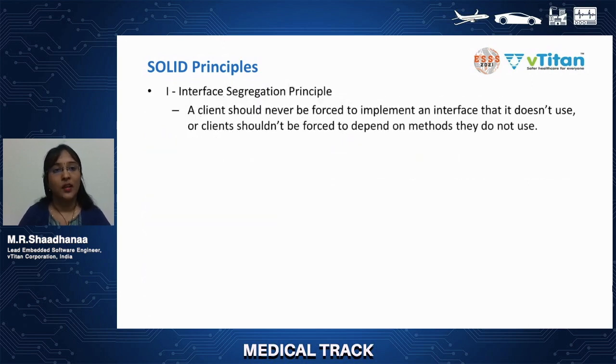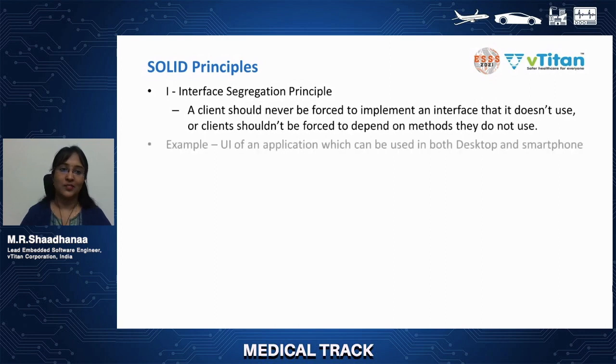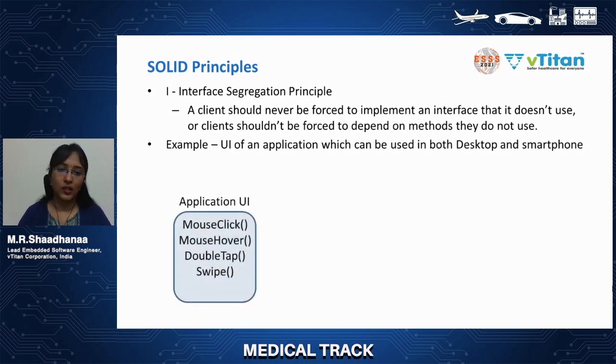So the next one is the interface segregation principle. A client should never be forced to implement an interface that it doesn't use, or the client shouldn't be forced to depend on methods they do not use. So directly, let's go into the example. I have a UI for an application which can be used on both desktop and smartphones. Now, when I implement the application, things come to my mind, like I have to have an implementation for mouse click, mouse over, double tap, and swipe.